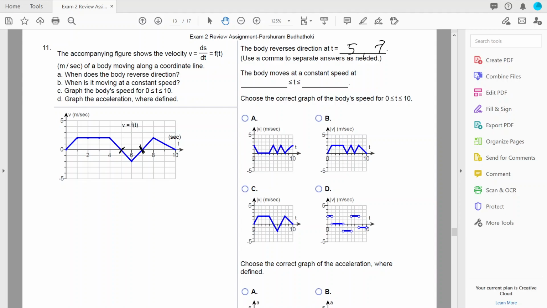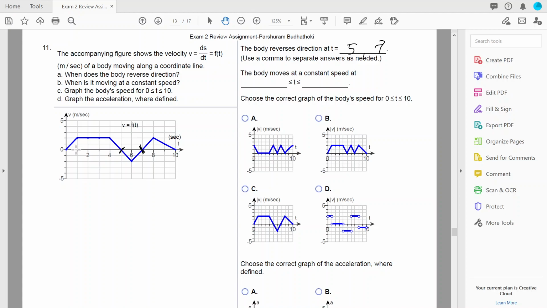Now the second question is, when is it moving at a constant speed? That is part B. Constant speed means the derivative should be 0. As you can see here, this is the derivative function, and this function is constant when time is from 1 to 4. From 1 to 4, this graph is a constant function. If you try to find the slope here, the slope is 0.